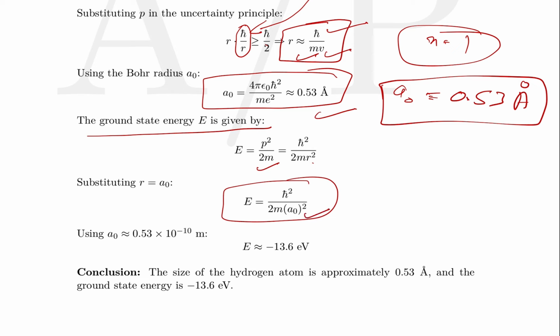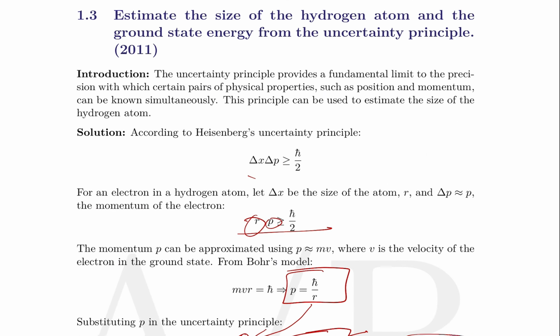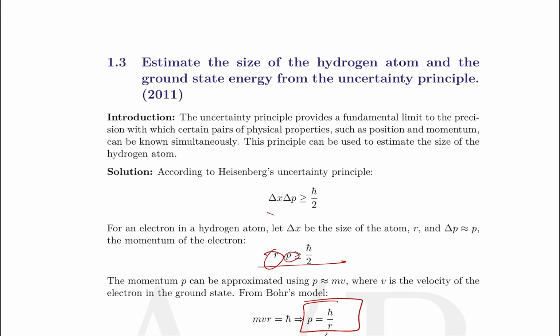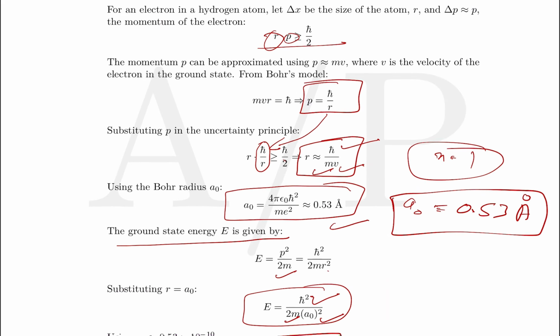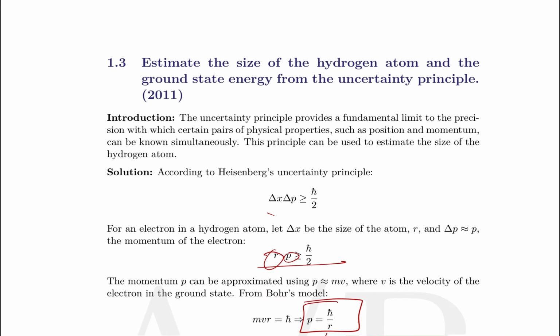We know the value of a naught. ħ square is a constant. In 2m, 2 is a constant. M we know, the mass of the electron. So we'll put all the values and we get energy equal to minus 13.6 electron volt. Okay, so this is the energy of the hydrogen atom, which we have calculated, the ground state energy of the hydrogen atom from the uncertainty principle. Here the crux is that we have to find out all these things from the uncertainty principle.